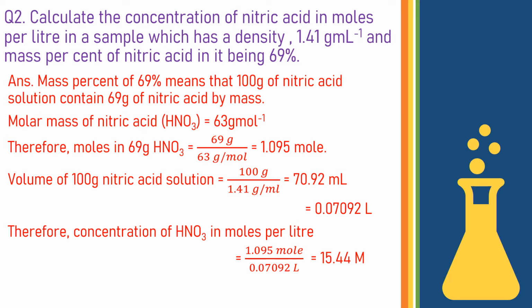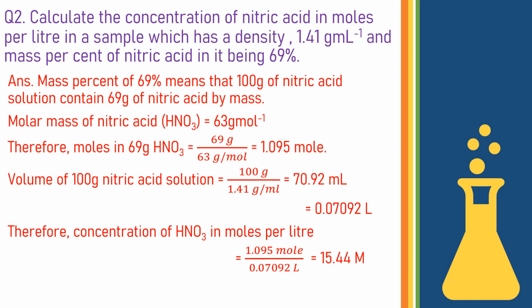So first of all, you have been given in the question the mass percent. 69% is being given. So mass percent of 69% means that 100 gram of nitric acid solution contains how much gram of nitric acid by mass? 69 grams. So 69 gram of nitric acid by mass. So we know the molar mass of nitric acid. After calculating the molar mass of nitric acid, we get 63 grams per mole. Okay, so now we have to calculate the number of moles in 69 grams of nitric acid, because here 69 gram of nitric acid by mass is present in 100 gram of nitric acid solution.